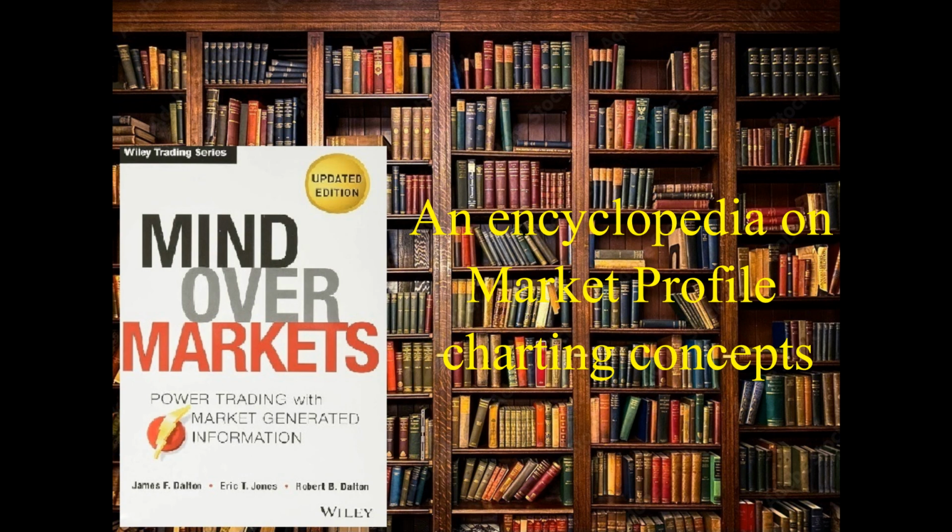5. Types of trading days. Dalton classifies trading days into recognizable structures like normal day, trend day, double distribution day, and neutral day. Each type has its own implication for price movement and trade strategy. A trend day shows strong directional conviction and offers entry opportunities in the direction of the trend. A normal day indicates a balanced market and suggests range-bound strategies.